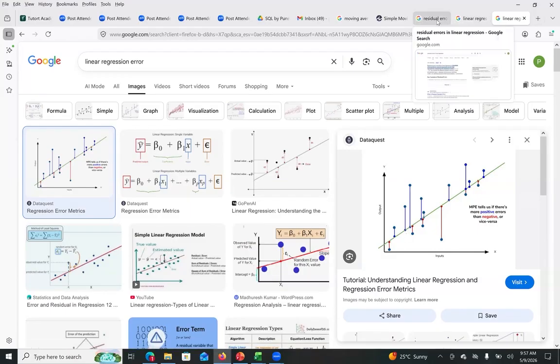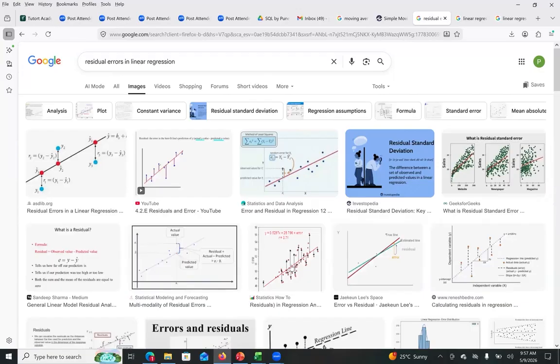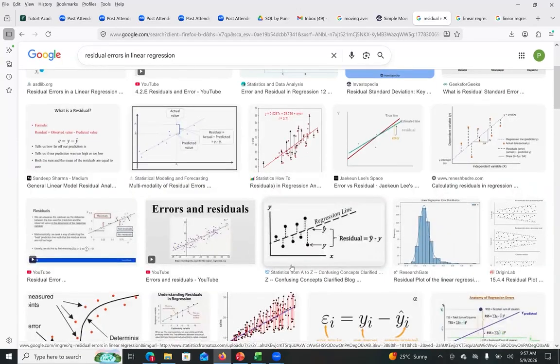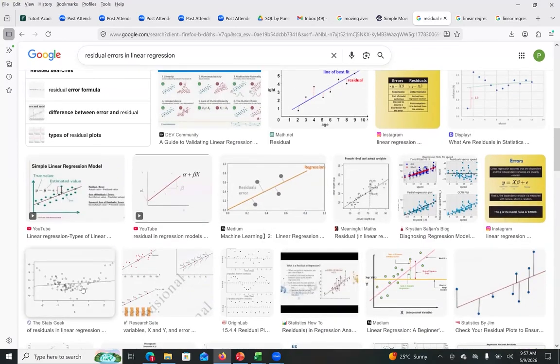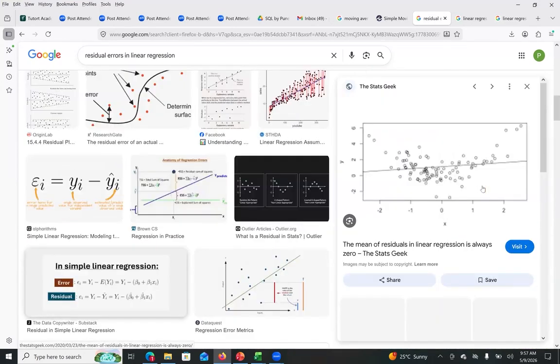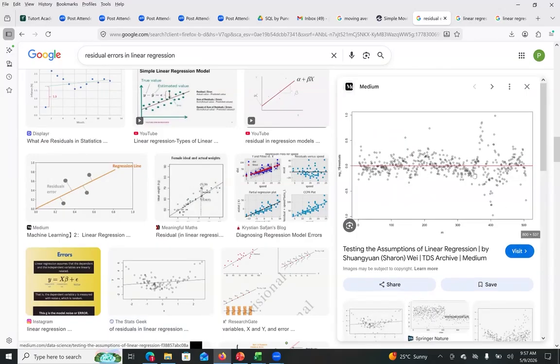Okay, I'll go to linear regression. I'll just search for residual errors in linear regression and look at the image. I'm just looking for a chart. Yeah, something like this actually. The errors chart will look something like this. This is even a better example. This is how the residual plot looks. What we do is, over the period of x values, we just plot what the error values are.